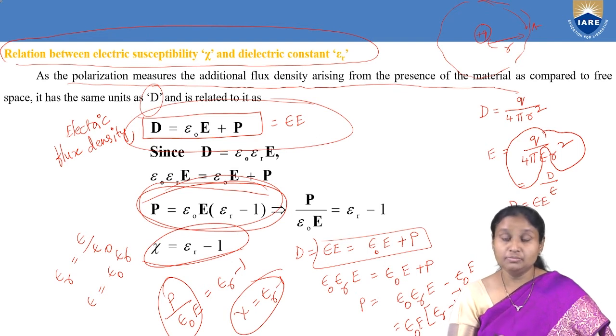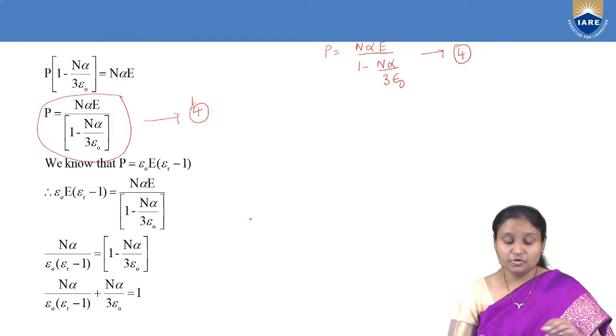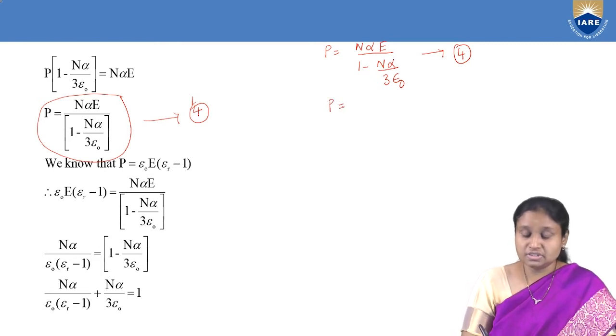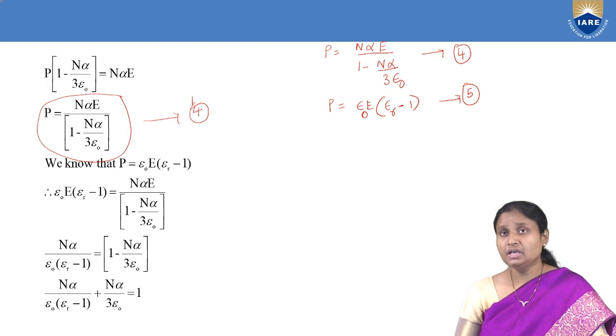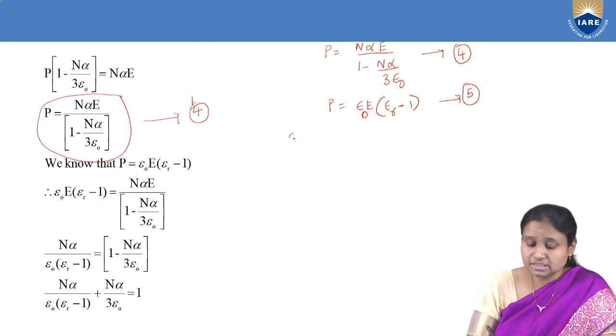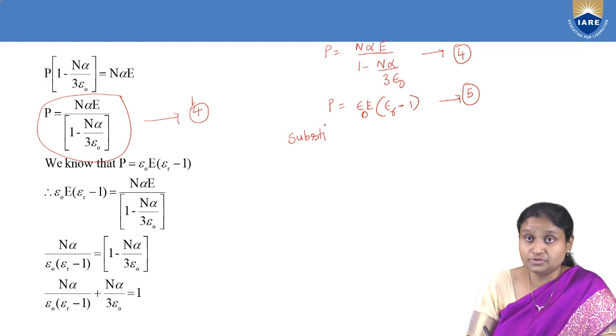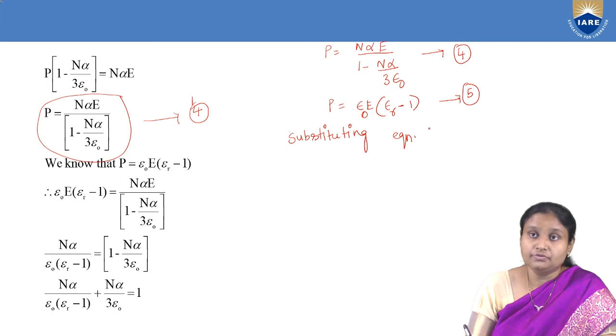For that, I'm using the relation for polarization vector, which is given in terms of dielectric constant epsilon r. How is this equation defined? The polarization vector is given as epsilon naught E into epsilon r minus 1. So this is our fifth equation, right? And then we are going to substitute equation 5 in equation 4.